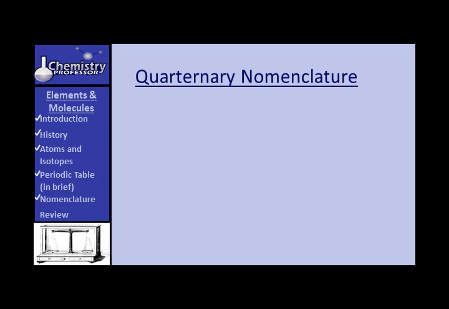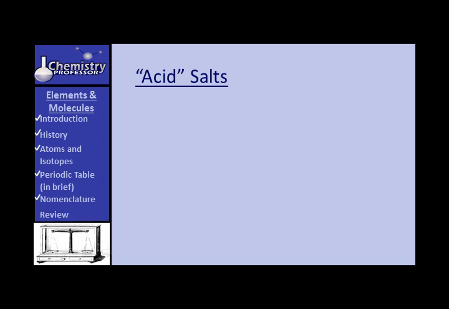Quaternary nomenclature, 4 different elements. Now, there are really two different kinds we're going to deal with. We're going to deal with what we shall call acid salts for use as a descriptive term. And we'll also deal with mixed compounds. Let's start with the acid salts. Now, just what do I mean by an acid salt?